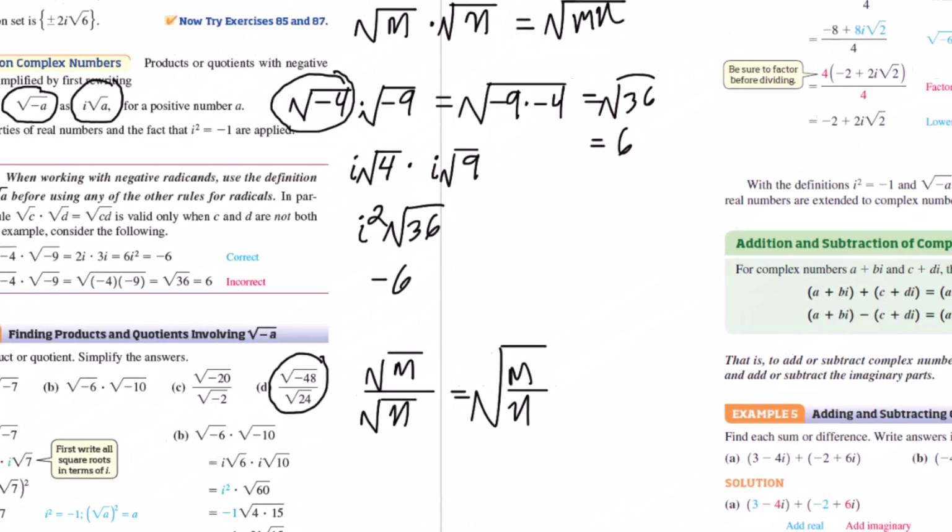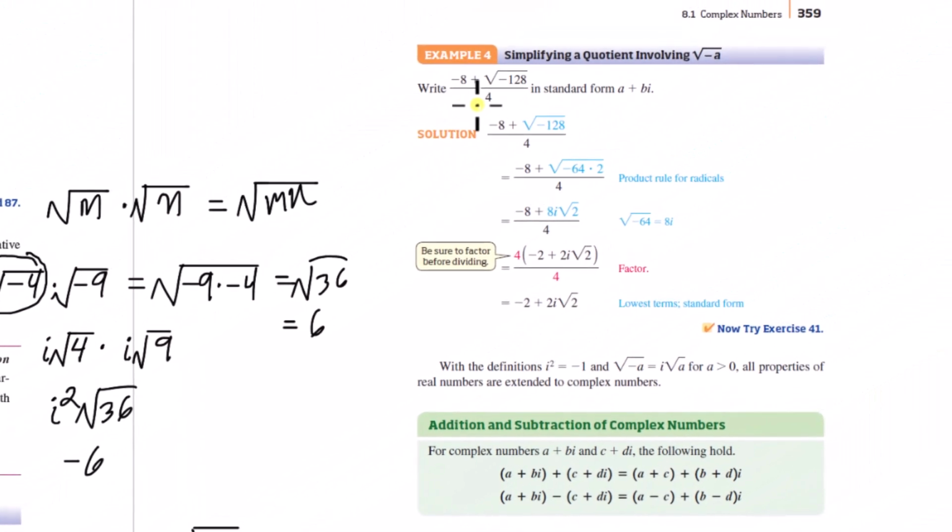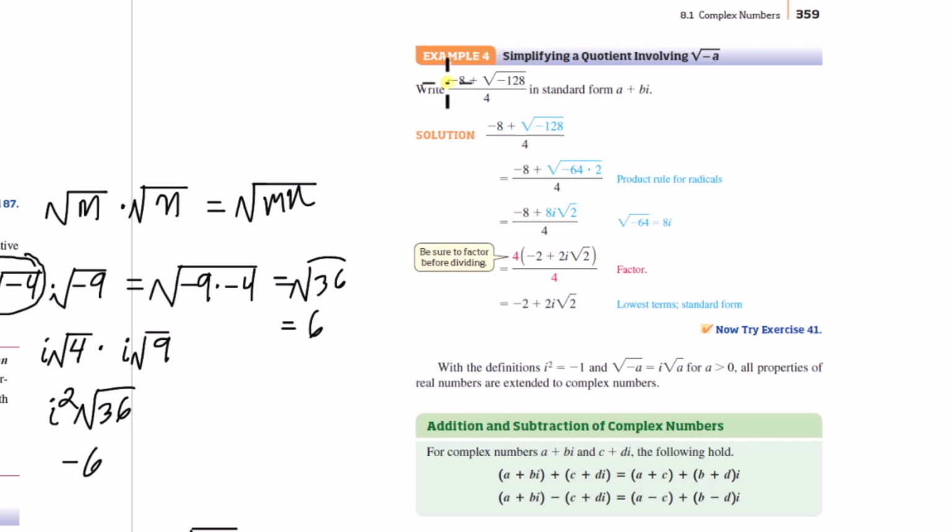Let's see, simplifying a quotient involving the square root of -a. So if you have something like this, put it into standard form. Well, the first thing you want to do before you start operating with this, or having this square root of minus 128 interact with the rest of the expression, is take out that i. So you make the square root of negative 128 into 8i root 2, then you start combining it with everything else. So you can factor out a 4, cancel the 4s, and then you're left with a complex number.